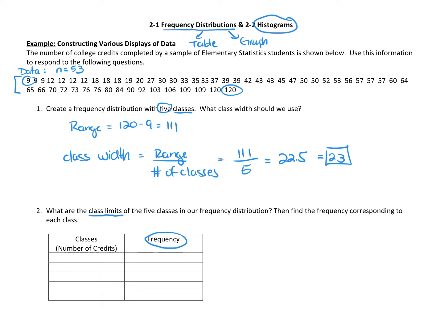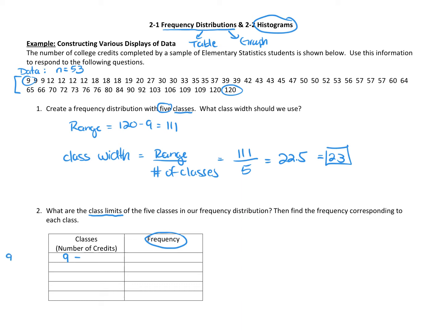Now this number 23 is going to help me identify my class limits. You're going to have a lower limit and an upper limit for each of your 5 classes. In step 2 here, you'll see that in the table I've got 5 rows where each row represents a class. For my first class, I'm going to start with my lowest data value, which is 9, and that's my lower class limit. It's going to go up to some upper class limit. To help me figure out that upper class limit, let's first figure out what the next lower class limit is for the second class. This is where my class width comes into play.